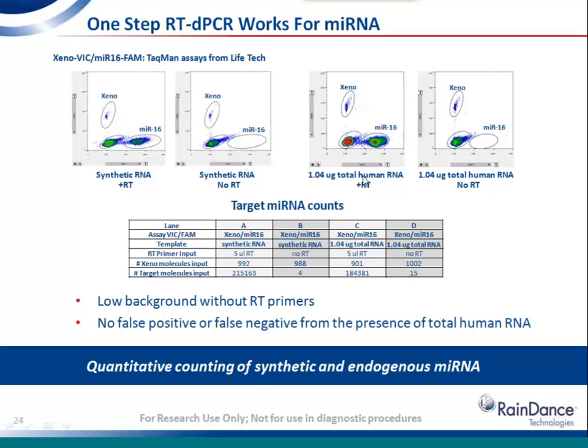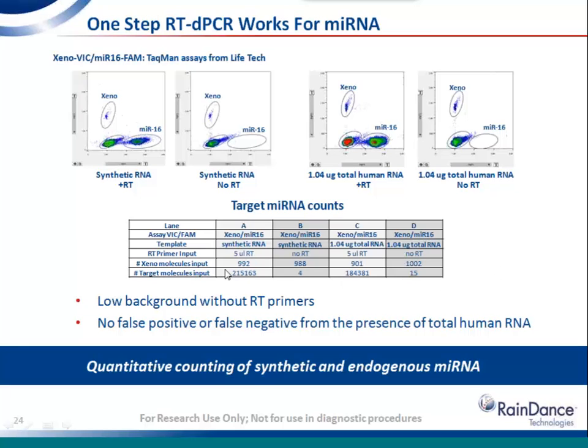Similar to the previous studies, this was repeated now in the presence of total human RNA, again, with the RT primer or without the RT primer. And again, you can see this is a very, very quantifiable assay. There's a lot of miR16 in total human RNA in this particular sample from BioChain. But in the absence of the RT primer, you don't count anything.